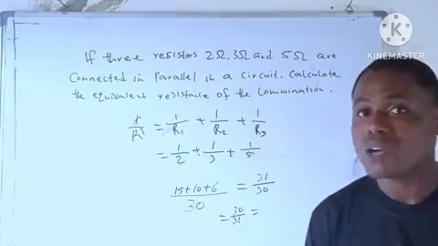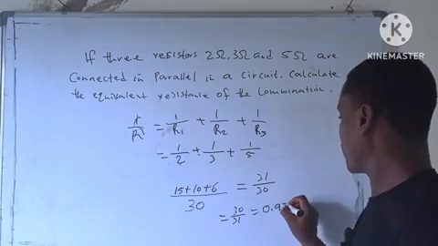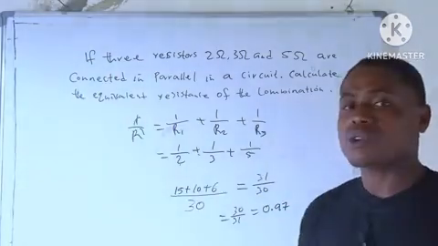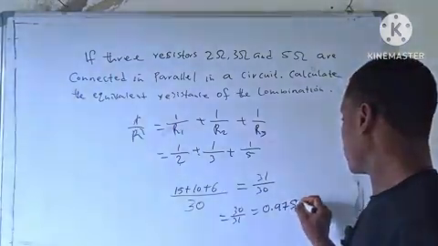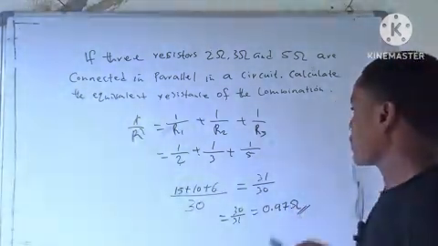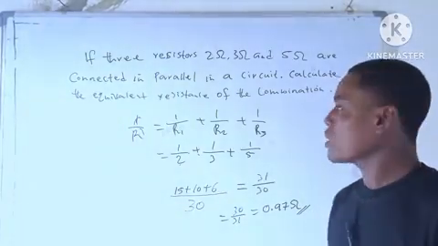So if you press your calculator, the answer will be 0.97. And what is the unit of resistance? Is ohm. So this is the final answer. Please, this is the answer. So this is how to calculate equations under parallel. Okay.